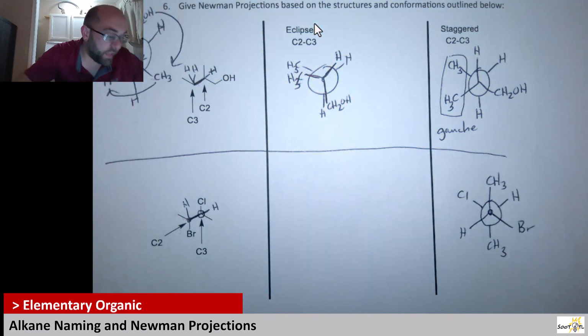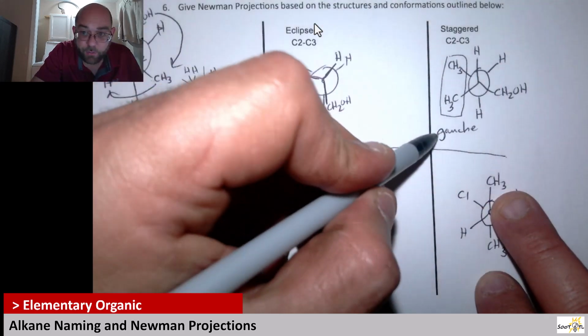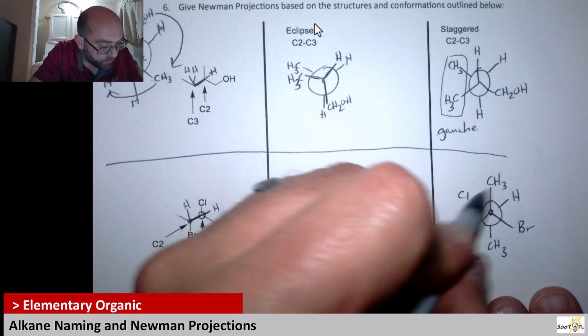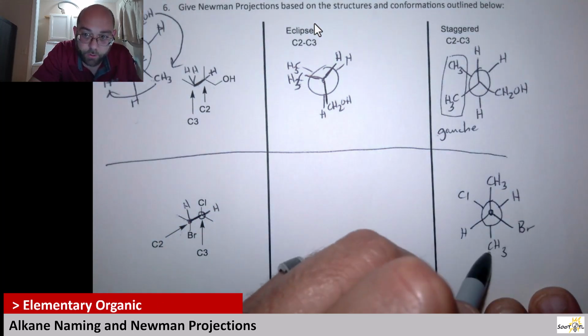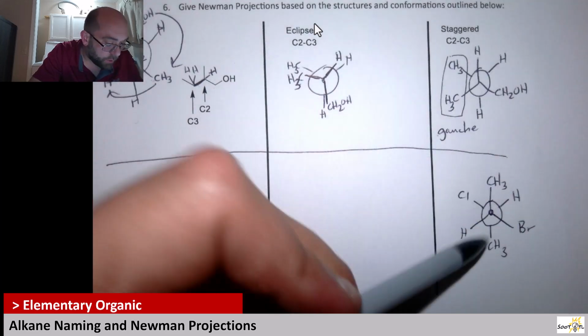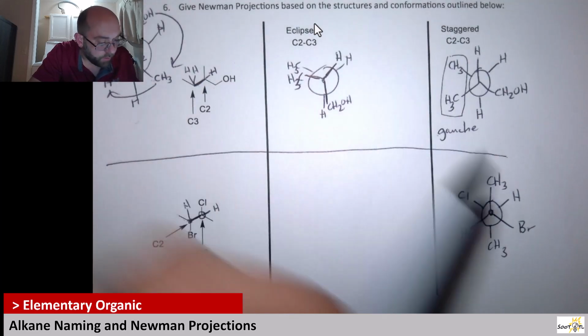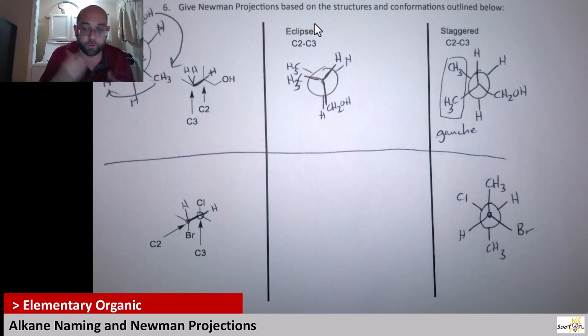And so this has a couple of interesting things. This one has the chlorine and the methyl. They're gauche, right? So these two are gauche. Also, the bromine and the methyl here are gauche to one another. Okay. So they're 60 apart. But also, these two methyls are anti to one another. This chlorine and this bromine are anti to one another. So those are some other interesting vocabulary terms associated with Newman projections.